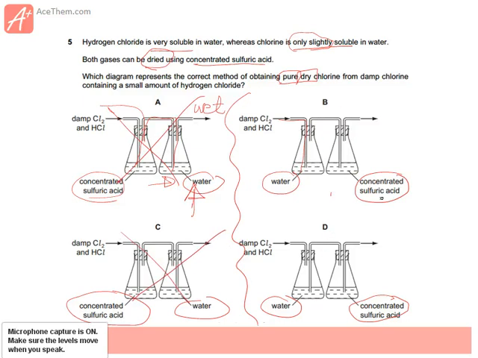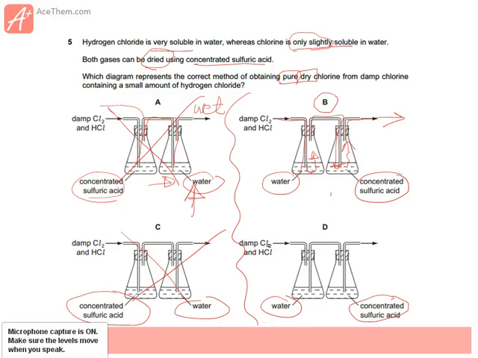Now, what's the difference between B and D? In B, you have a look here: damp HCl and damp chlorine must come into the tube, go into the water, and then the gas, both are gases, comes out, follows this tube, comes in there, and is forced to be in contact with concentrated sulfuric acid. The gas comes up again, and then it gets out. So it's forced to have gone through both water and concentrated sulfuric acid. So the correct answer is B.